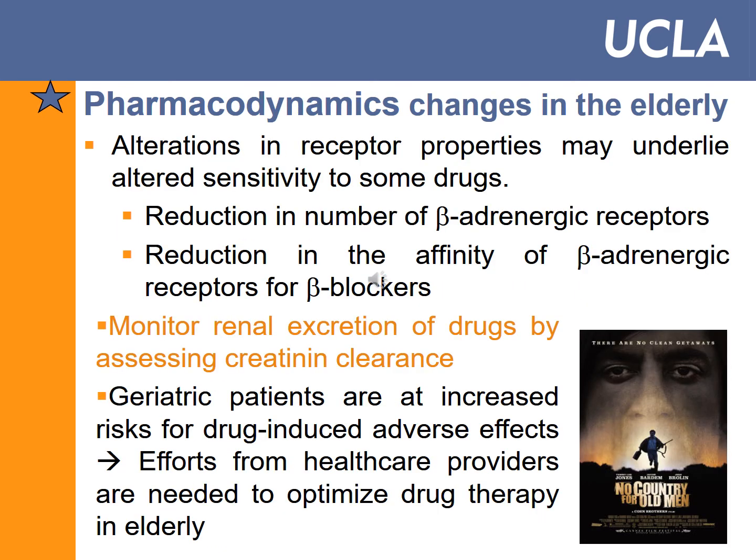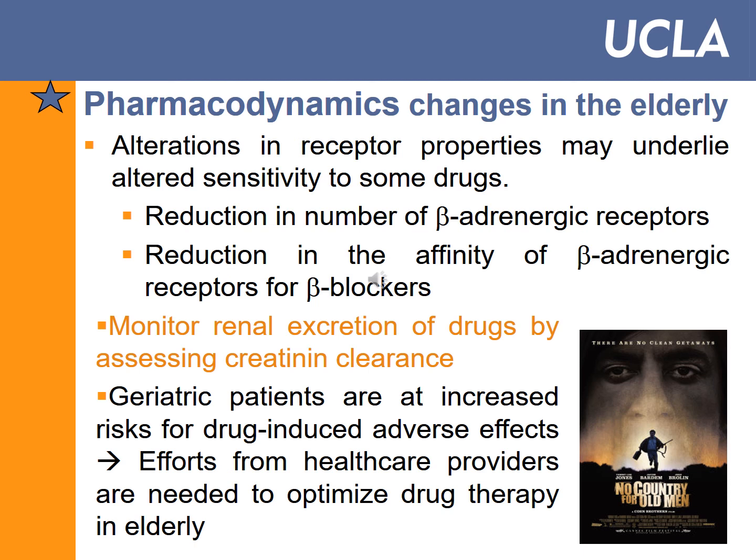And so lastly, you can have changes in pharmacodynamics in elderly. You can see some alteration in receptor properties, which may underlie the altered sensitivity to drugs. For example, if you have a reduced number of beta-adrenergic receptors, you have less receptors for the beta blockers, and that means the drug is going to have fewer sites of action. You can have a reduction in the affinity of those beta receptors for the beta blockers. So if you have reduced affinity, again you're going to have a reduced effect of those medications.